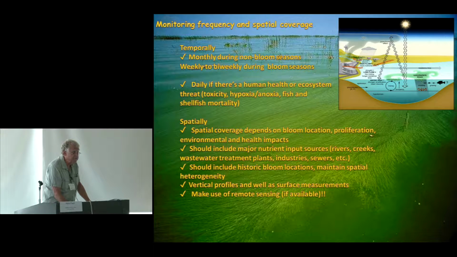Frequency and spatial coverage. When, where, and over what range of time scales and physical scales. And you can see that what I've outlined here is temporally, monthly during non-bloom seasons, weekly to bi-weekly during the bloom seasons when these occur. And if there's a health or ecosystem issue, like fish kills or human maladies, daily monitoring is probably the way to go. Spatially, coverage depends on the bloom location, proliferation, where and when the blooms occur in a system, and then of course environmental health impacts.